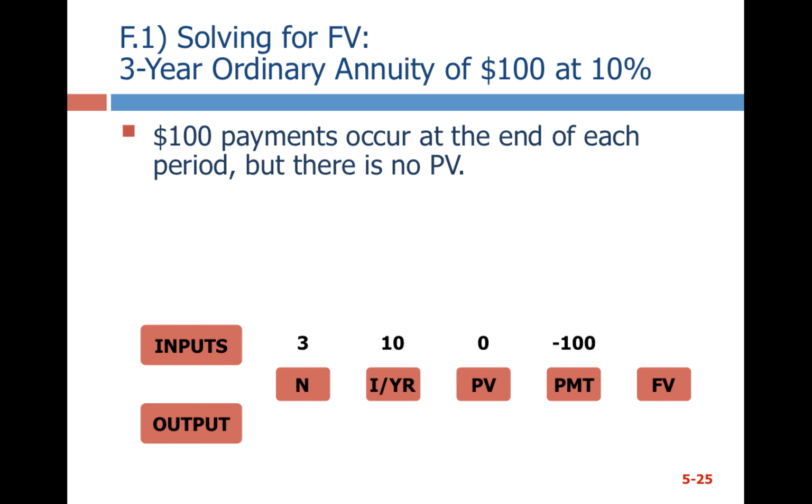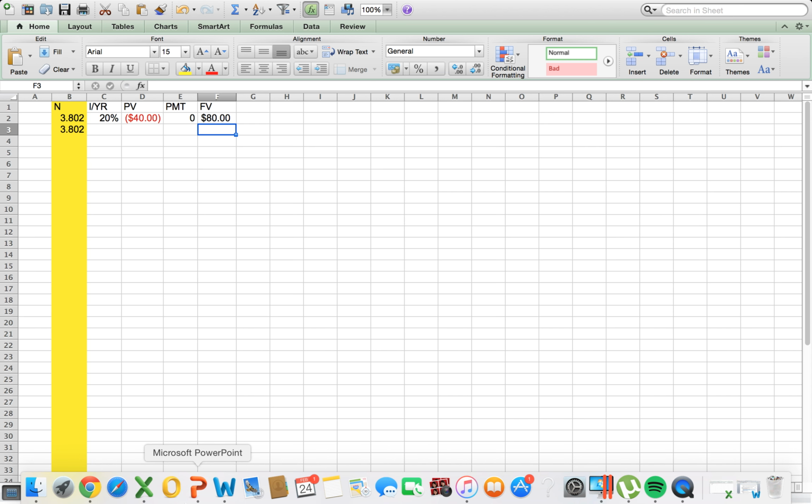So if we were asked to solve for the future value of a 3-year ordinary annuity of $100 at 10%, we know that $100 payments are going to occur at the end of each period, but there's not going to be a present value under this circumstance. So how would we go ahead and solve for this in Excel? So let's switch over to Excel.